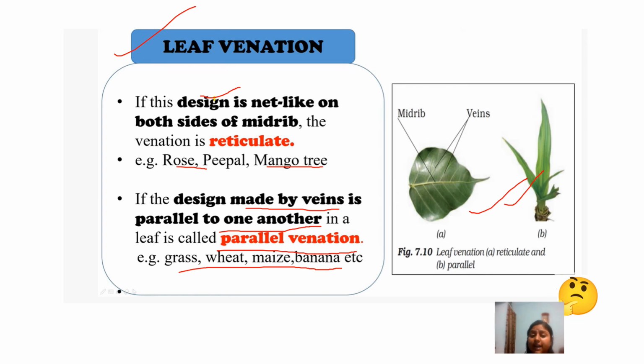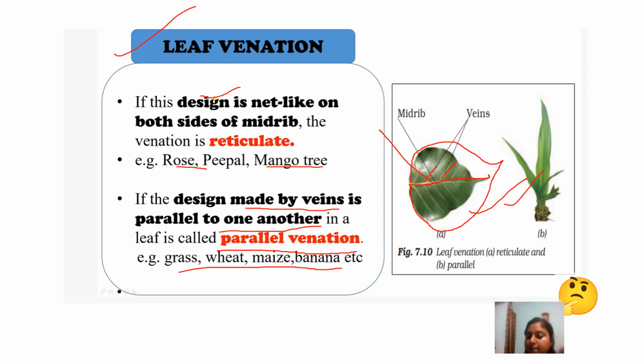The net-like design on both sides of the midrib is reticulate venation, in which the midrib and veins are present. You must have seen the peepal or mango tree, where the midrib is present. Yes, this is called the midrib, and this is called veins. These small lines are called veins.